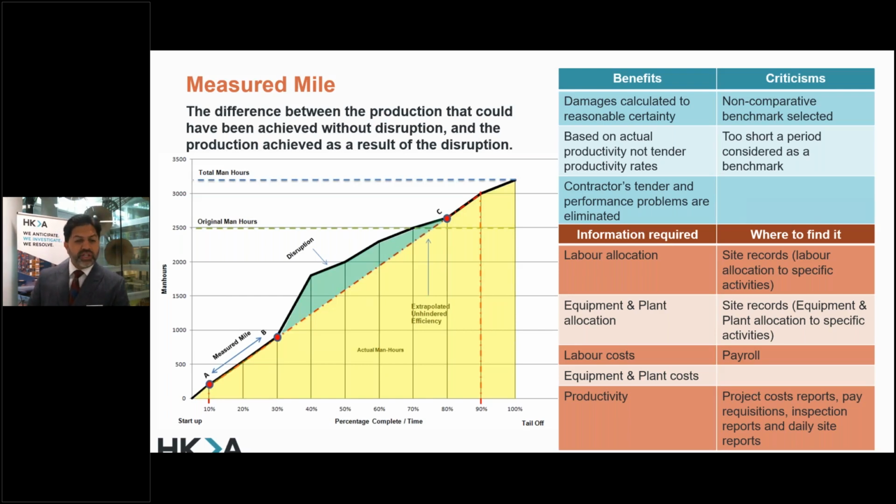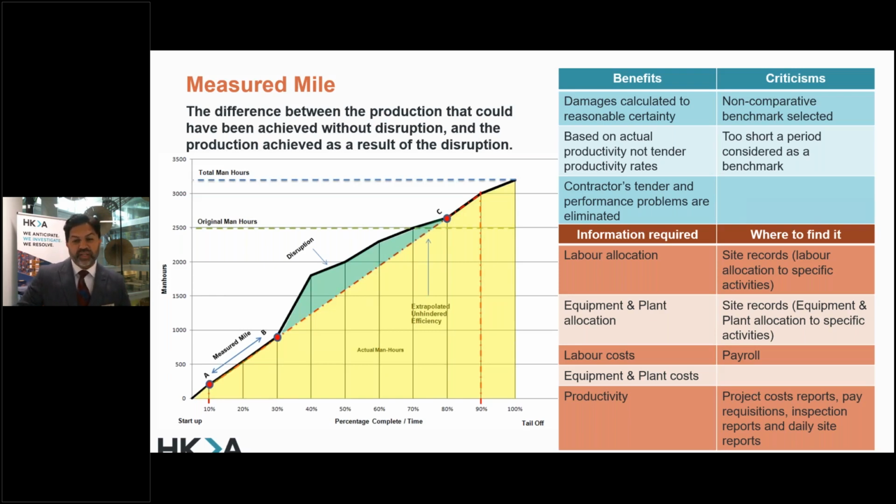So we need to look at the original hours. I should change the slide to original people hours, or we still can call it total man hours as a terminology, but it's equally representative. So we need to estimate the loss of productivity due to the alleged employer-caused impacts using the difference between contractor's actual cost and what should have been cost. The information needed, of course, is your labor allocation, your equipment and plant, your labor costs, productivity data.